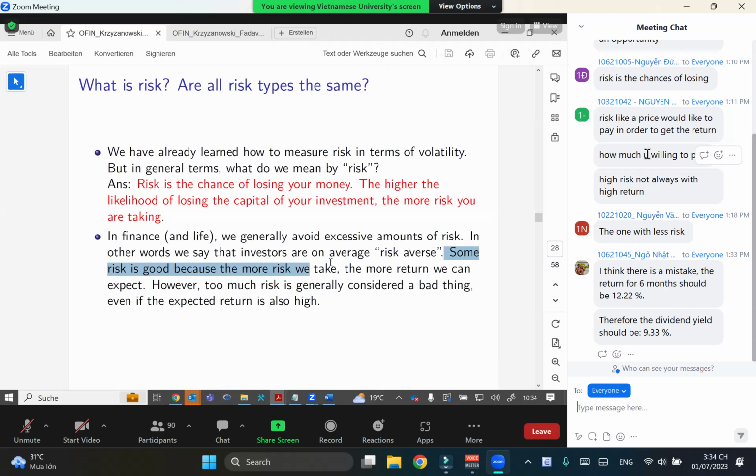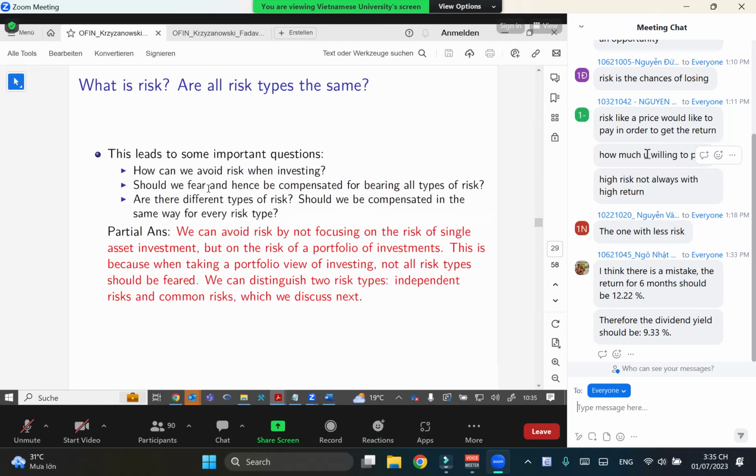So it's also a trade-off. That's what I meant, because the more risk we take, the more return we can expect. However, too much risk might have catastrophic implications. You might get completely broke. Lives might be destroyed and the like. So one needs to find the right balance between risk and return.